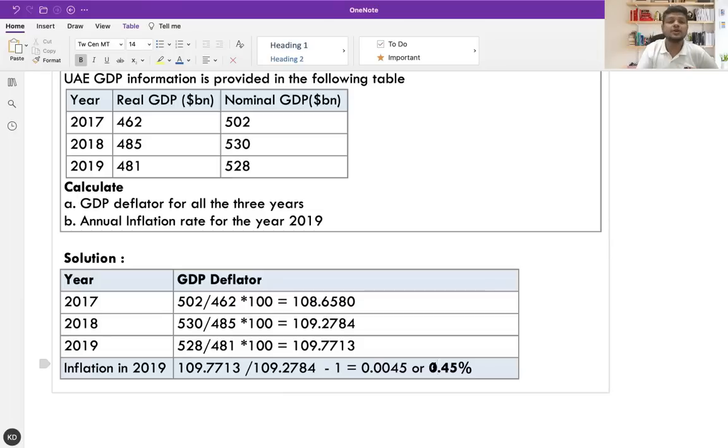Clear? So last year it was 100, now it has become 102. So that change in the GDP deflator is your inflation for the current year. Clear? Everyone?